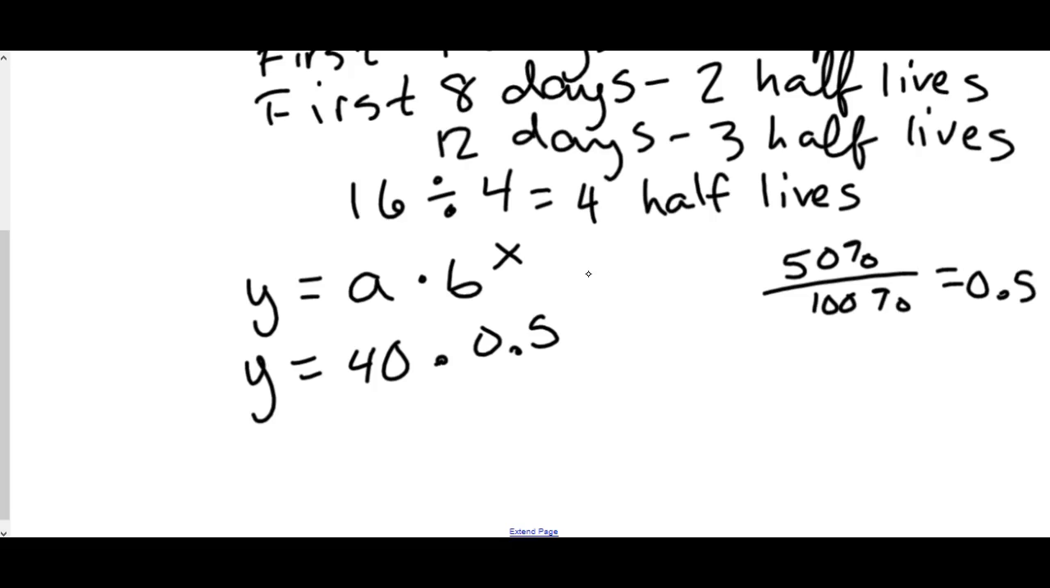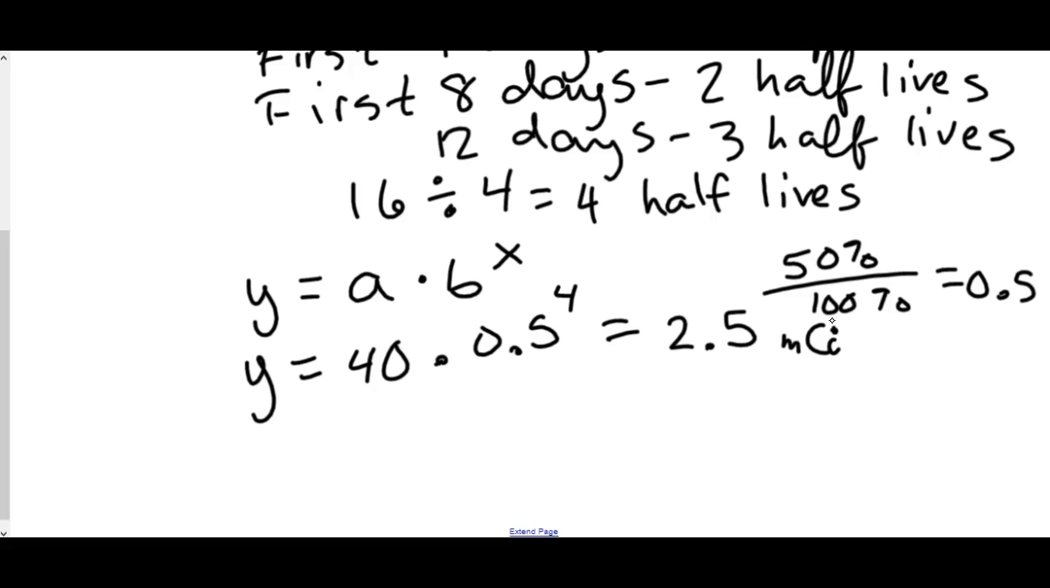And then we would put the time, or how many half-lives have passed. So we don't use the 16, that's how many days have passed. We want to know how many half-lives have passed. So that's why we did this 16 divided by 4 up here. 4 half-lives have passed, so that's what we would put in for x. Plugging that into a calculator gives us 2.5. It is measured in MCIs.